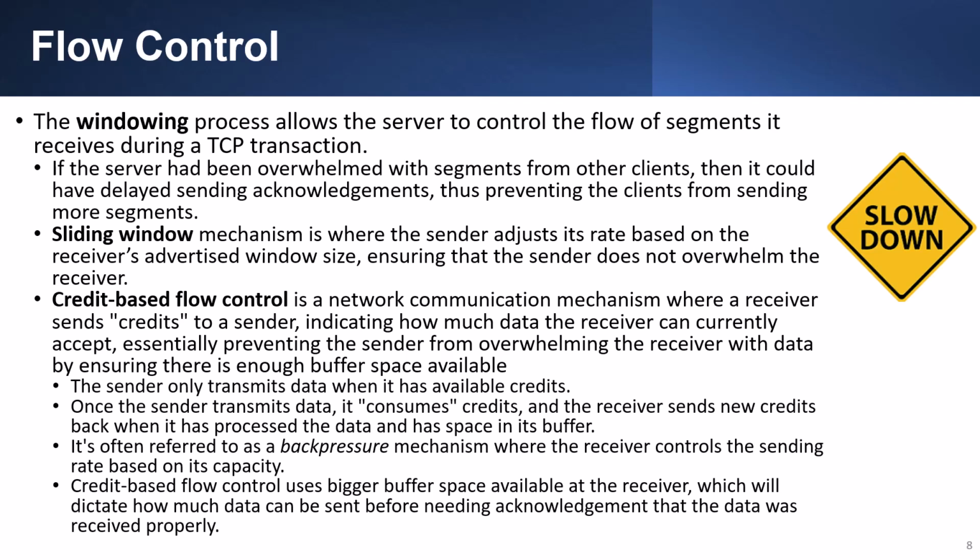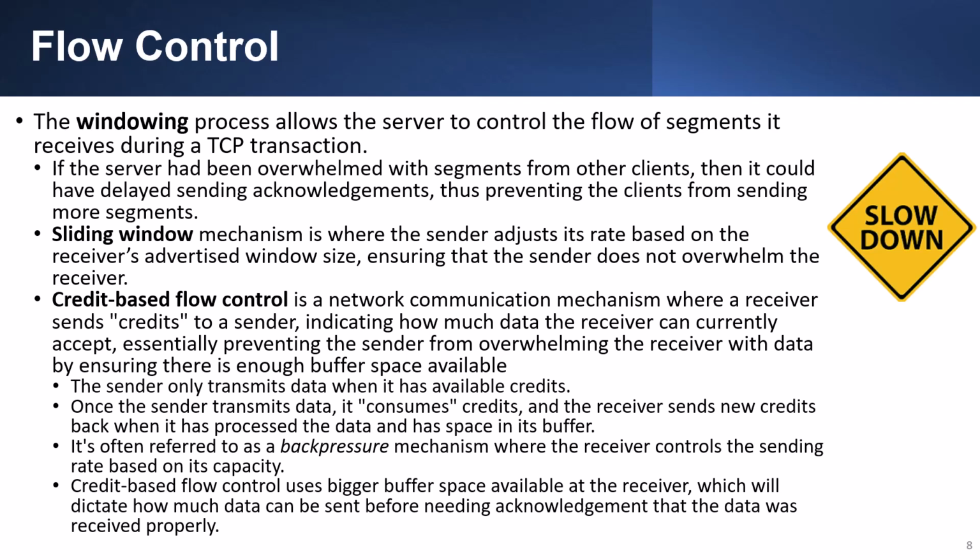Credit-based flow control is a network communication mechanism where a receiver sends credits to a sender, indicating how much data the receiver can currently accept, essentially preventing the sender from overwhelming the receiver with data by ensuring there's enough buffer space available. The sender only transmits data when it has available credits. Once the sender transmits data, it consumes credits, and the receiver sends new credits back when it has processed the data and has space in its buffer.